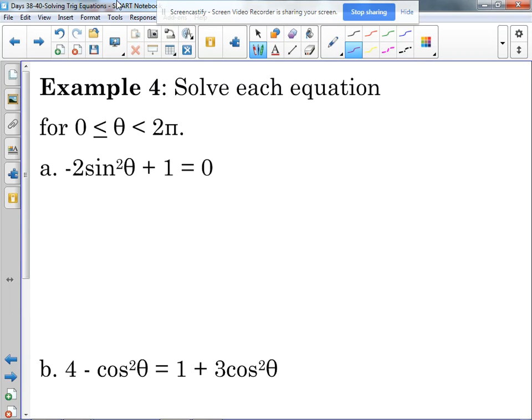Now, don't stress over the fact that it's squared right now. Okay, do not stress over that right now. We just need to get it by itself. So we need to move the 1 by subtracting. And then we need to divide by the -2. So sine squared of theta is equal to positive 1/2.